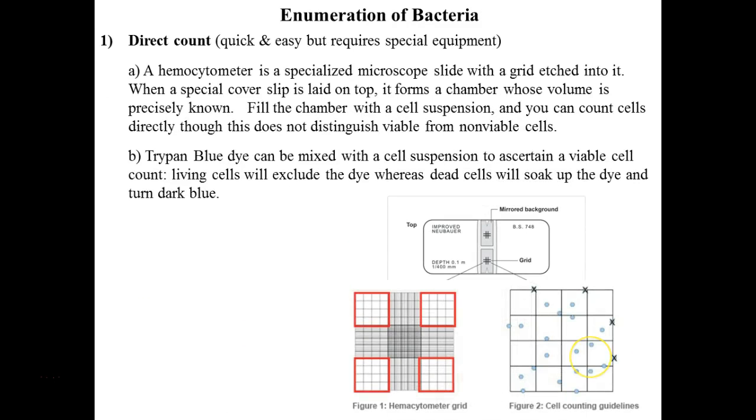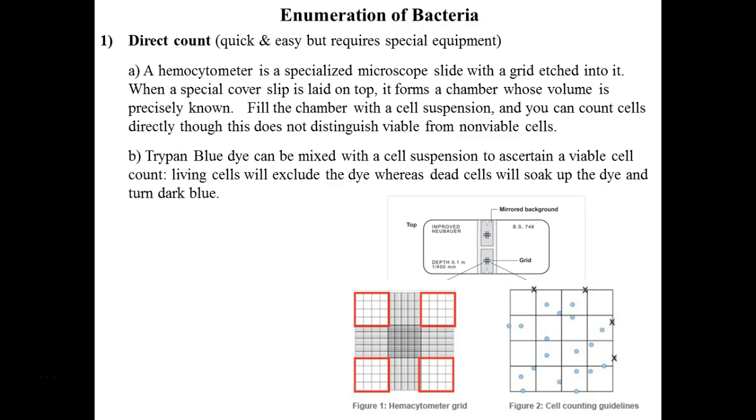So enumeration of bacteria. One of the ways that you could enumerate bacteria is to use a special slide known as a hemocytometer. It has a particular chamber etched into it, and when you put a cover slip on it, it has a specific volume. The chamber itself has etchings in it, lines drawn, so that you can use it as a grid to help count the cells. If you use trypan blue, you can actually determine living cells from dead cells.